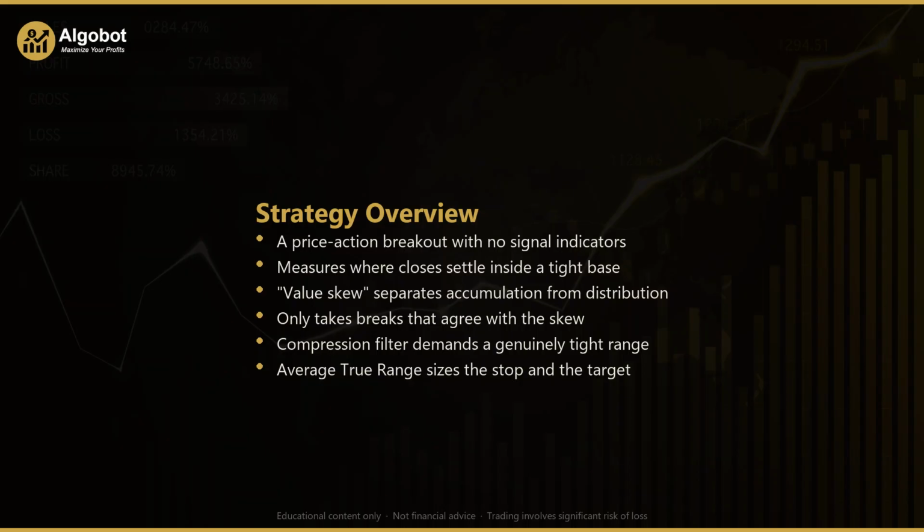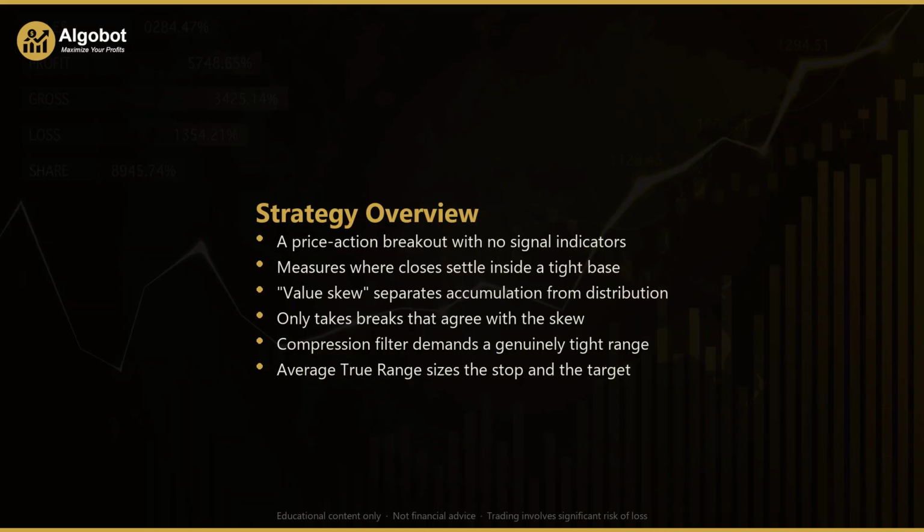When price consolidates in a tight base, the strategy measures where each bar closed inside that range. If closes keep printing near the top of the base, with every dip getting bought back up, that's a sign of quiet accumulation, buyers steadily absorbing supply. If closes keep pinning to the lower part of the range, that points to distribution, with sellers in control.